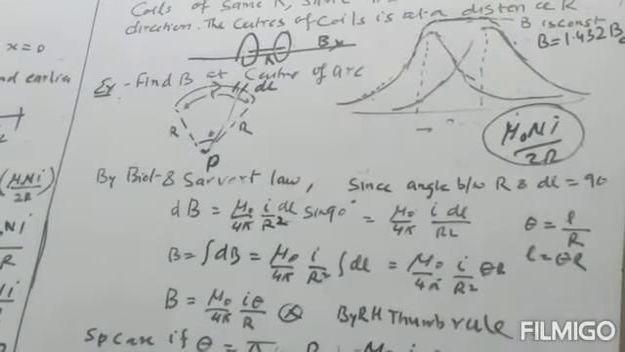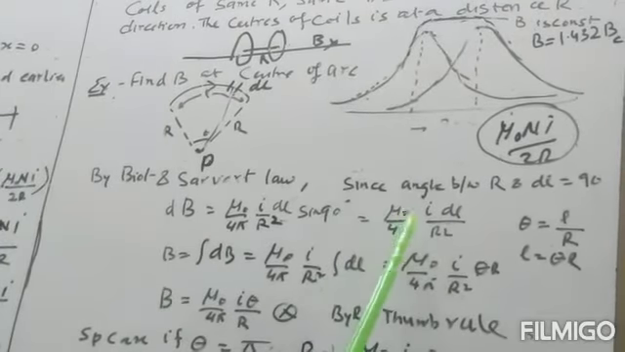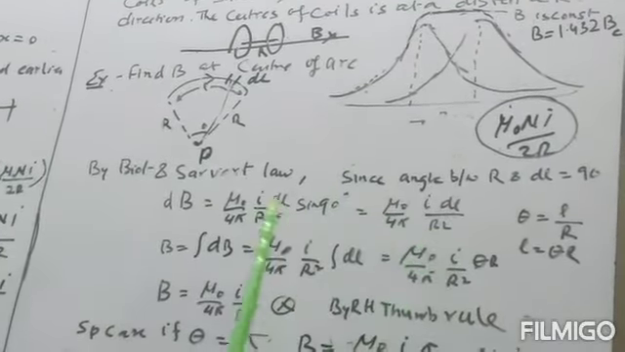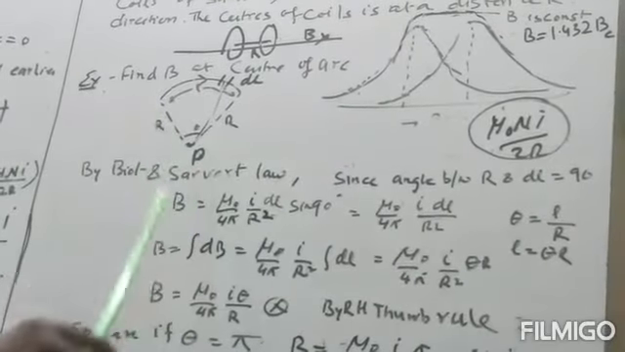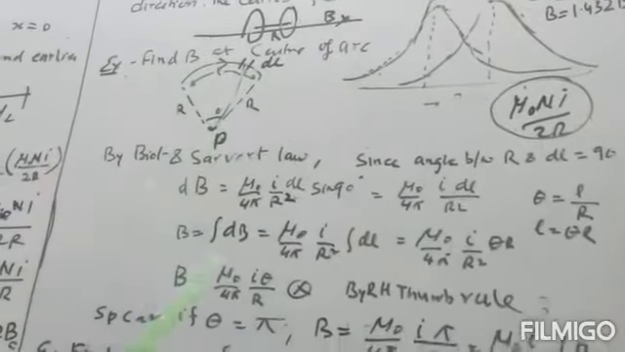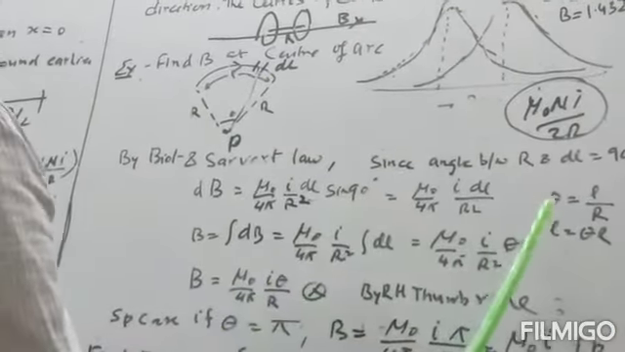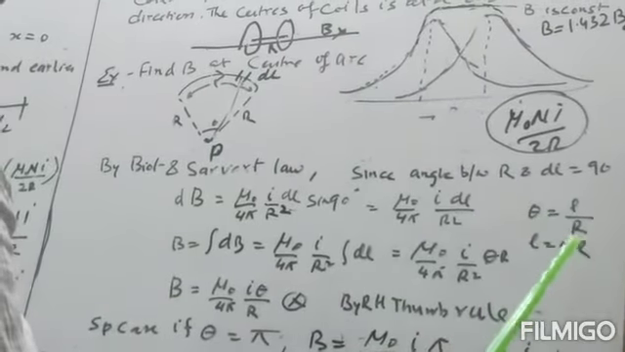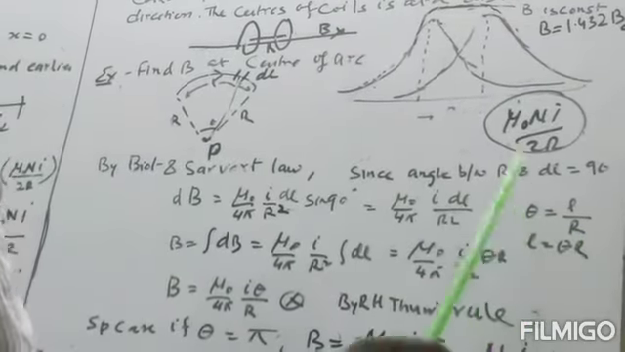So sin 90 is equal to 1. So it will be equal to μ0/4π · I dl/r². Now if theta is this angle, then angle is equal to arc divided by radius. So theta will be equal to arc L divided by radius. So L will be equal to R times theta.